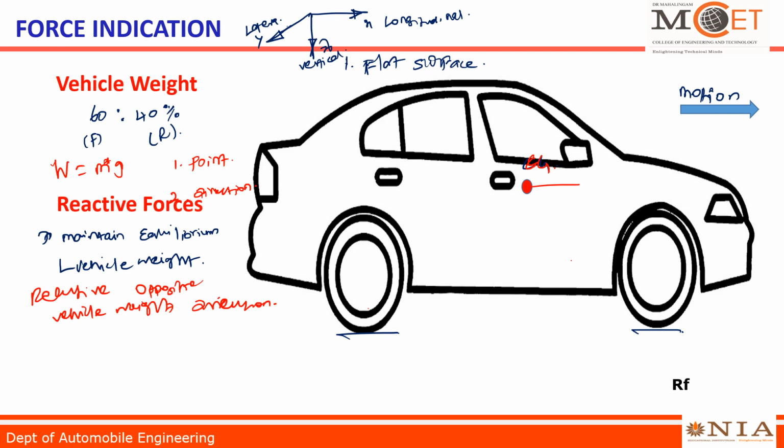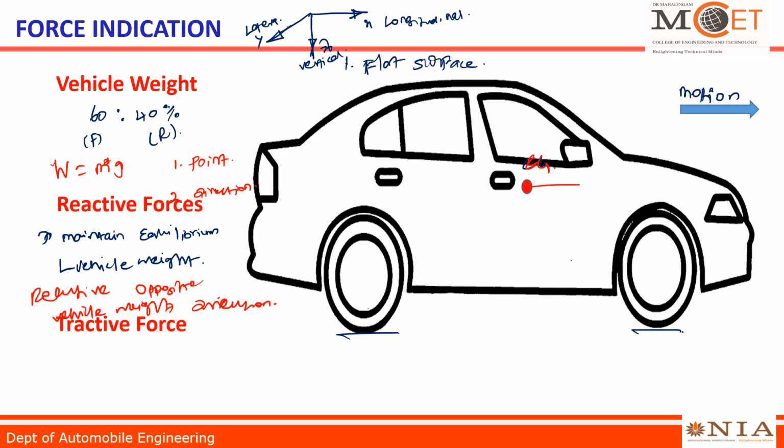So we have two reactive forces that act at the front and rear wheels, RF and RR. These reactive forces will be opposite to the vehicle weight. Since the vehicle weight is in the downward direction, that is the vertical direction, they will also be in the vertical direction but opposite to that, in the upward direction. Now we found the reactive forces' acting point and also the direction.